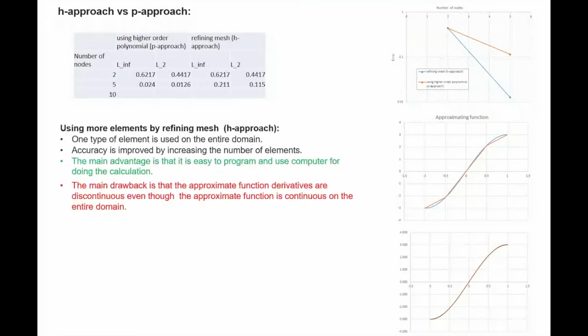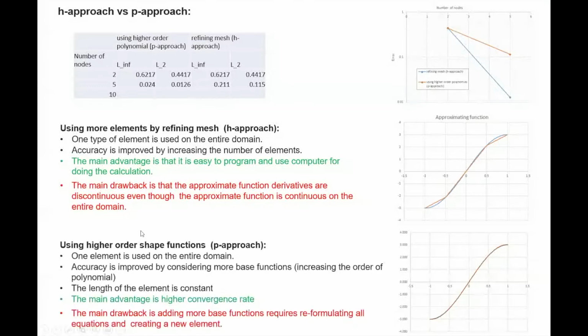Let's compare these two approaches together. In the H approach, or the mesh refinement approach, 1 element is used for the entire domain, and the accuracy is simply increased by using more elements. The main advantage of this method is that it is much easier to program using a computer. On the other side, the accuracy of the approximation is not that great. Also, the function derivatives are not going to be continuous. We will talk about that later, but I just wanted to highlight that here, that those are the main disadvantages of using mesh refinement.